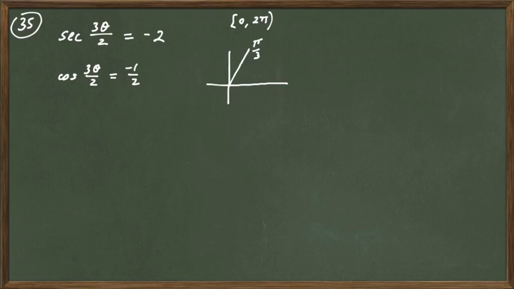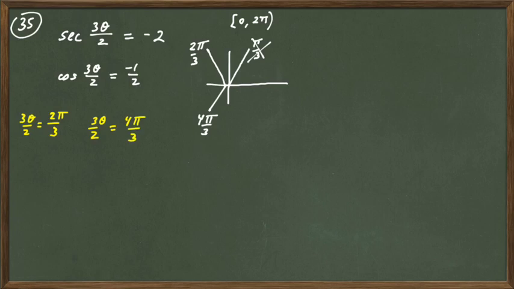Now the cosine is the x value. It's negative in these two quadrants, so I don't want pi over 3. I think I want the reference angle to be pi over 3, so that's 2/3 and 4/3, correct? So I take my angle, which is 3 theta over 2, and make it equal to 2/3 pi, and 3 theta over 2 equal to 4/3 pi.